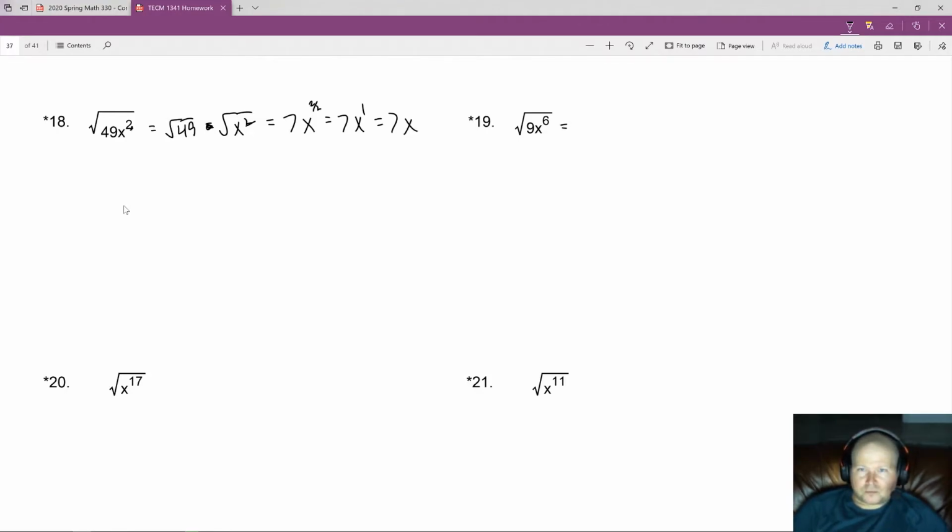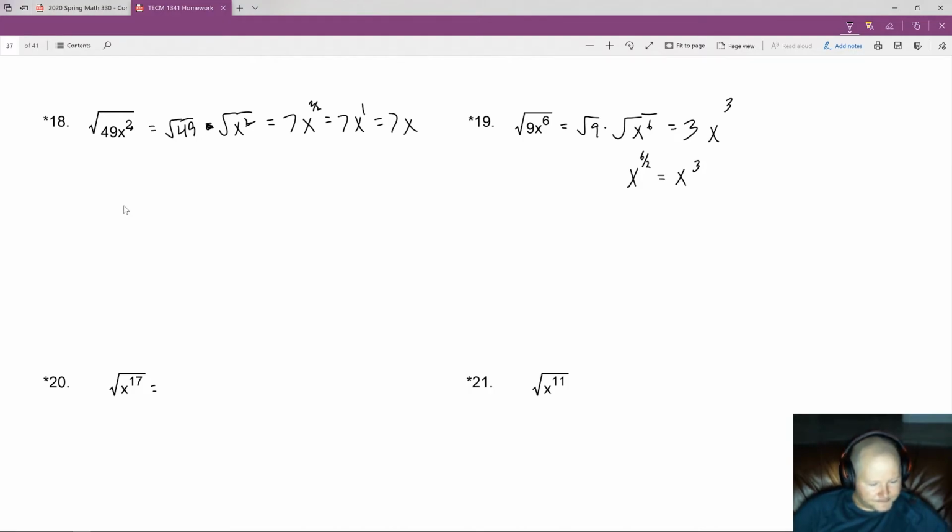Okay, so the next one is going to be square root of 9 times the square root of x to the 6th. Square root of 9 is 3, and 6 divided by 2, right? 6 divided by 2 is 3. So we have 3x to the thirds.